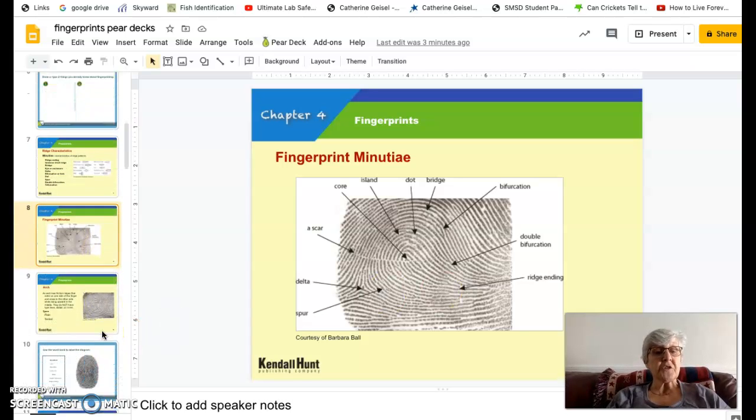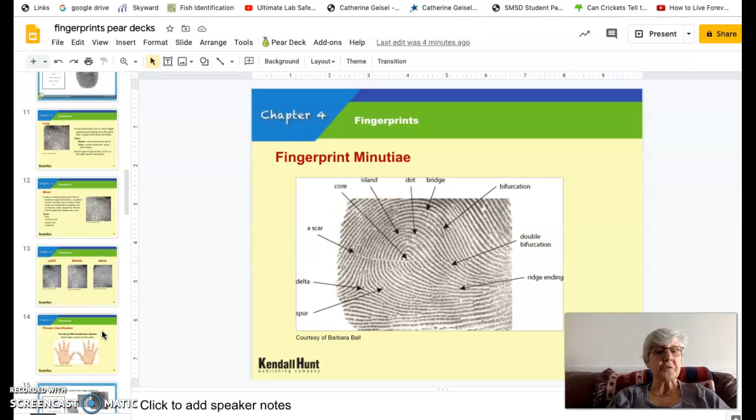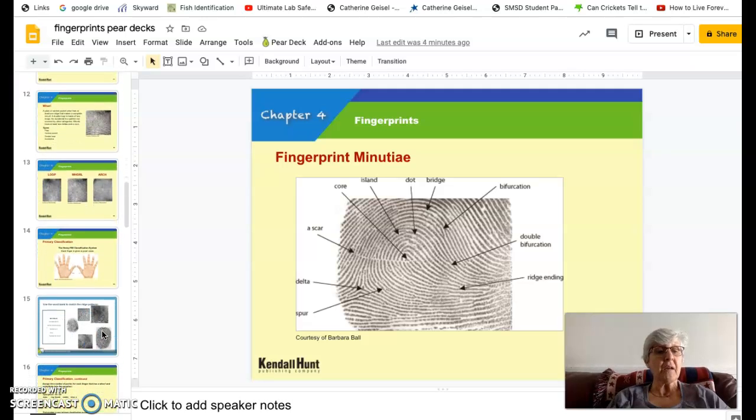So what we're going to be doing is going through these and getting more familiar with all of the different ridge characteristics that you can see. You are going to be going through worksheets and labeling this. When you are in class, we will actually be going through the ridge characteristics, looking at them and marking them. So we are going to work on fingerprinting ourselves and finding those ridge characteristics in our own fingerprints.